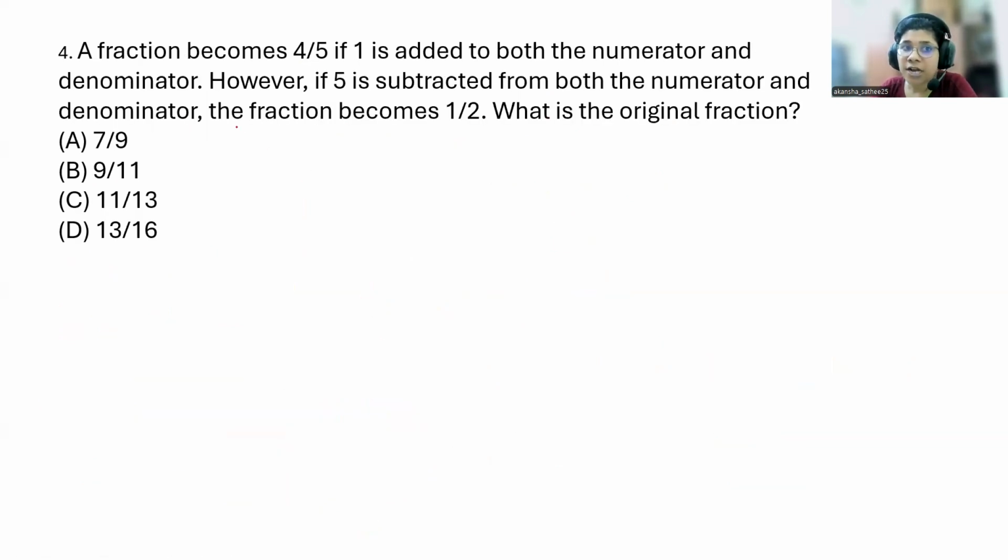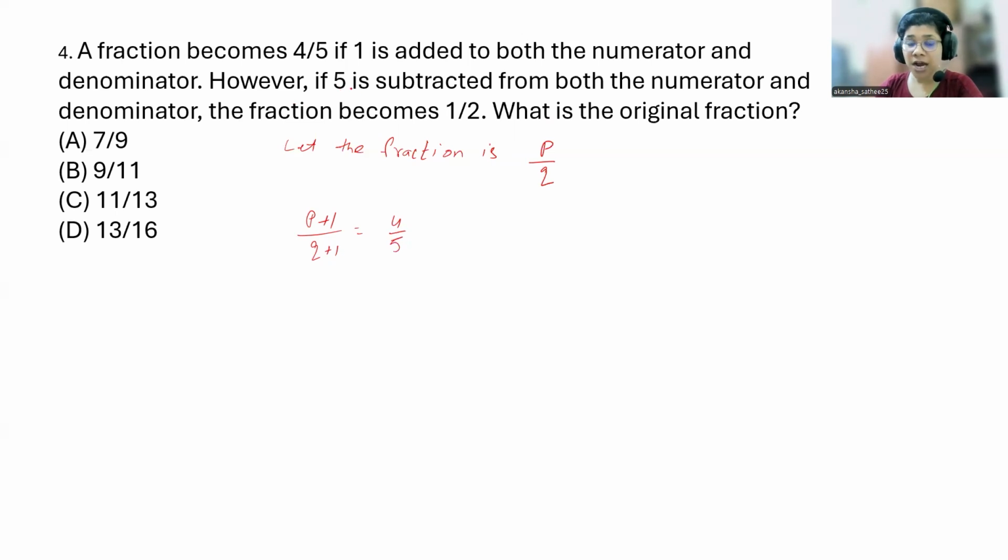Next problem. A fraction becomes 4 by 5 if 1 is added to both the numerator and denominator. Let's say the fraction is P upon Q. What they are saying, a fraction becomes 4 by 5 if 1 is added to both numerator and denominator. In this fraction, numerator is P, denominator is Q. What they are saying, if you add 1 to both, it is equal to 4 by 5, right?